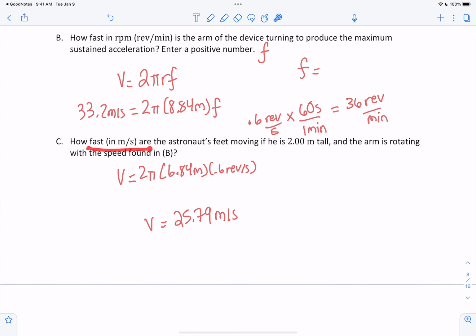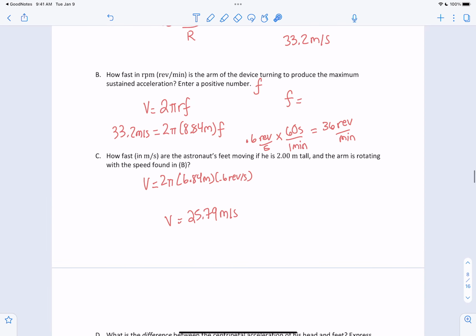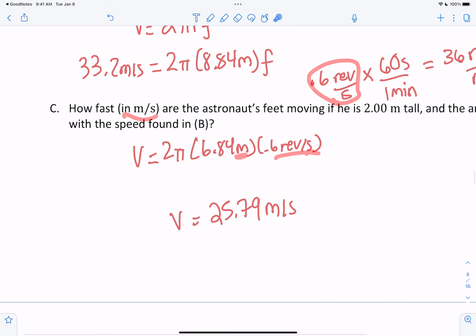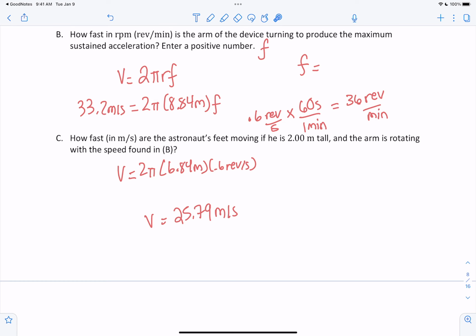So they're asking for how fast he's moving in meters per second. That's linear speed. Meters per second is linear speed. And when they say the speed found in B, they're just referring to the frequency, revolutions per second or revolutions per minute or whatever. The reason we use revolutions per second here is that we have meters, we have seconds, we want meters per second. So if we have minutes, we have to convert them to seconds.